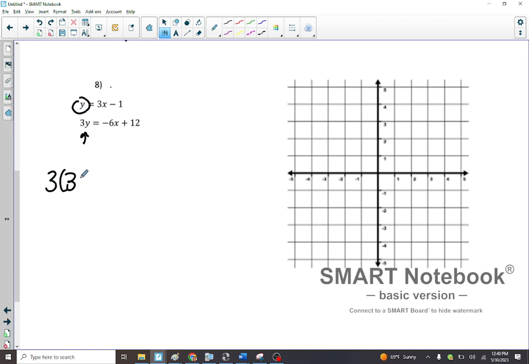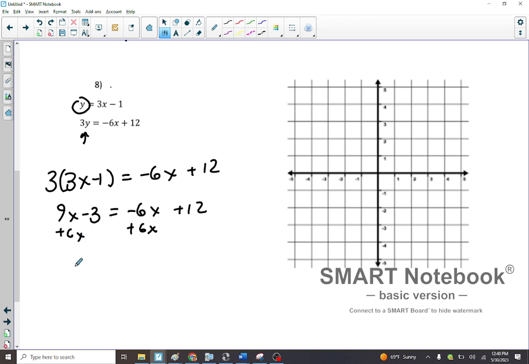So 3x minus 1 equals negative 6x plus 12. You could do it like that. That would be elimination. That's fine. So 9x minus 3 equals negative 6x plus 12. I move the smaller x. Which is smaller, 9 or negative 6? Negative 6. So I'm going to do plus 6 on both sides. 15x minus 3 equals 12.